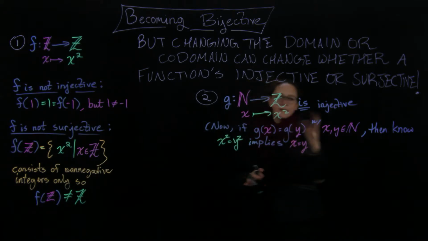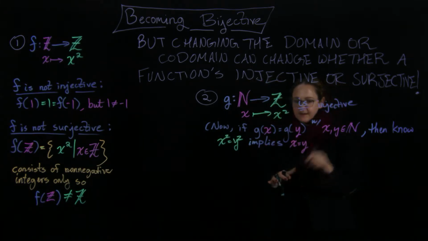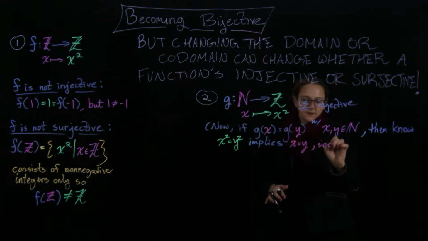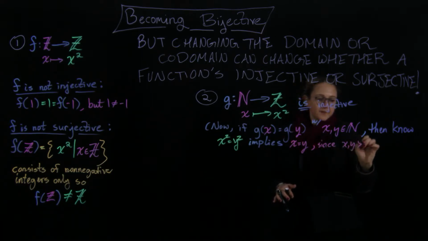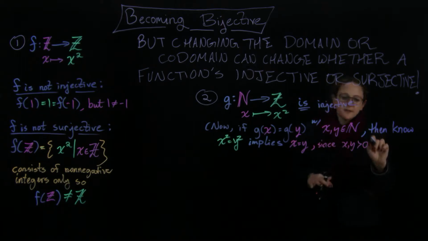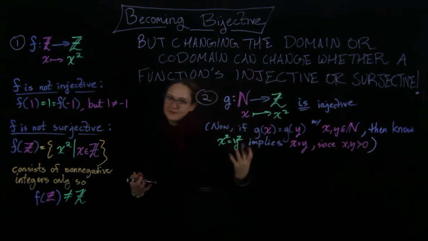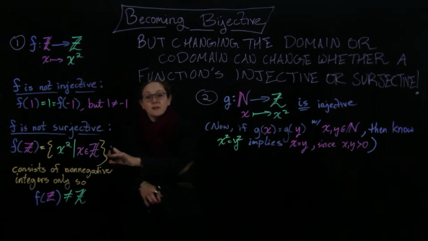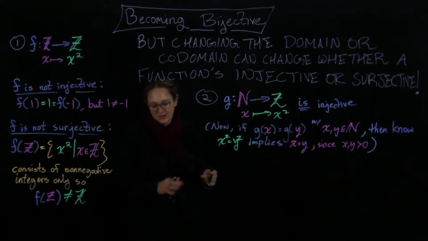Right, and there's something in here about them both being positive, since x and y are both greater than 0. If you have two numbers that are greater than 0 and their squares are the same, then they're the same number, right? We didn't know that in the previous case because we might have had negative numbers. Okay?